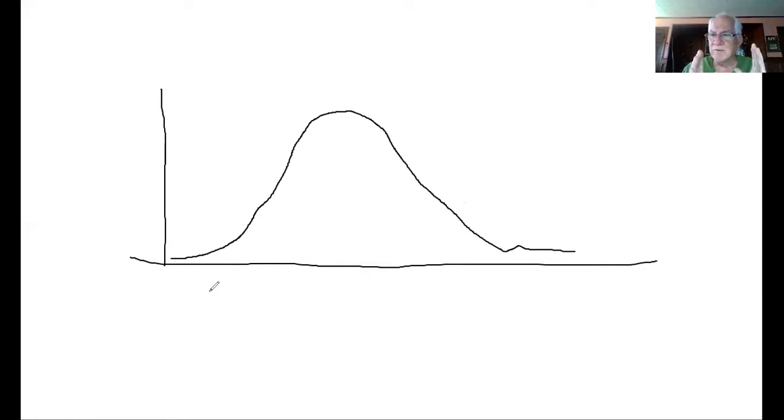A normal data distribution tends to be fairly symmetric around the middle. If it goes out much further to one side or the other side, it's considered to be skewed data. And that suggests that there's something unusual about this data that needs to be looked at.